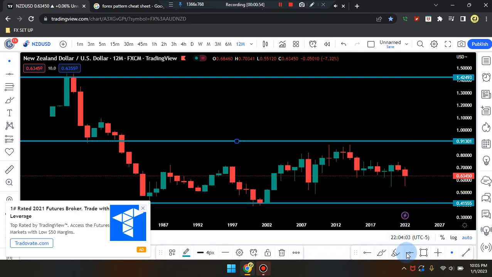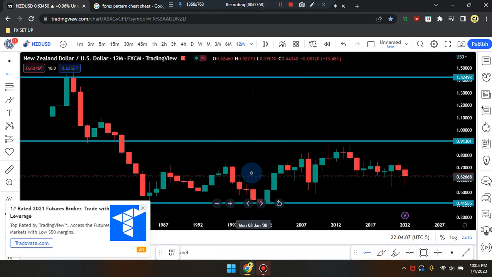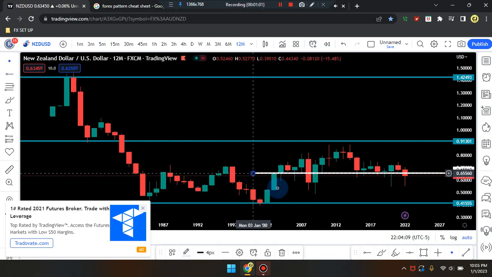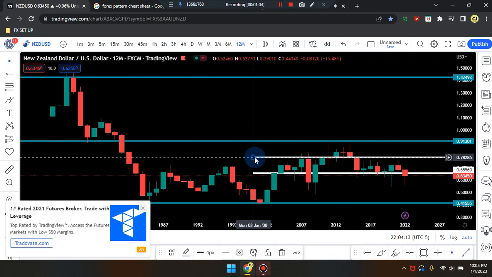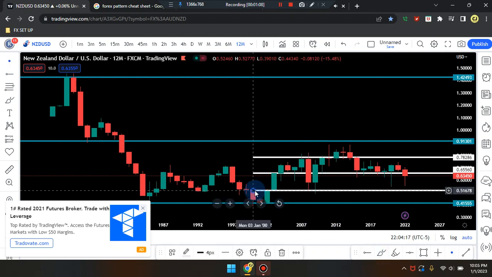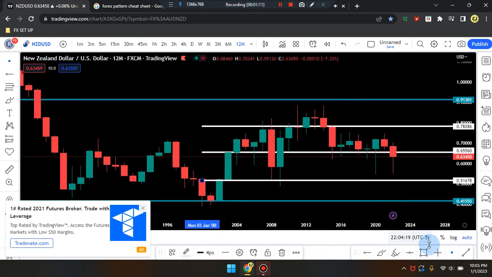Midpoint, also adding second level lows, third level lows, and fourth level lows.